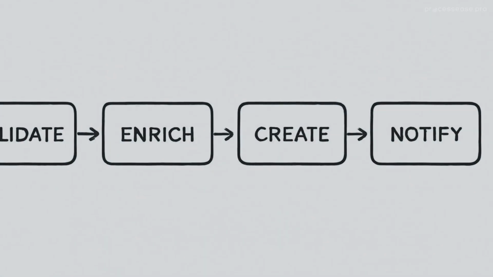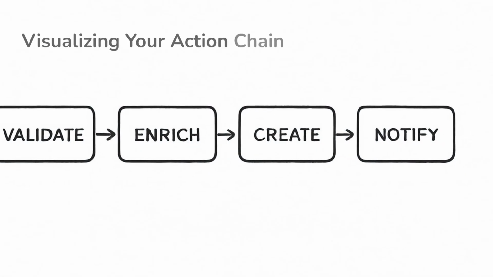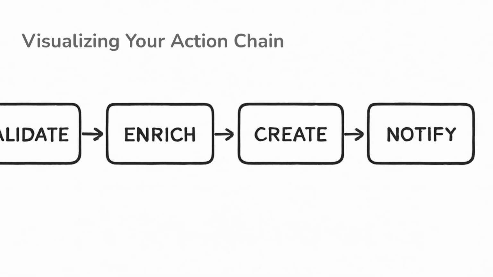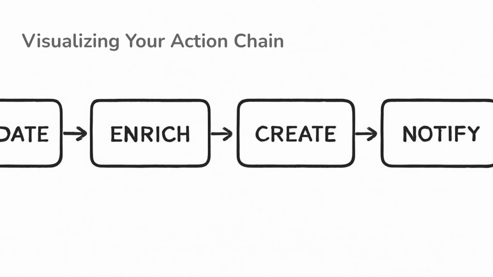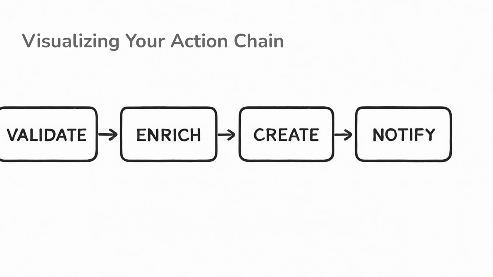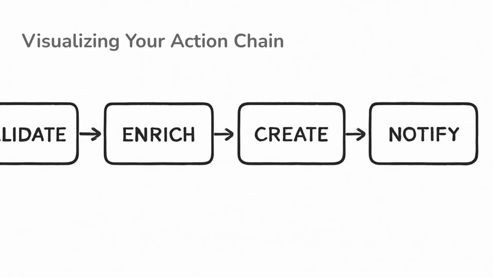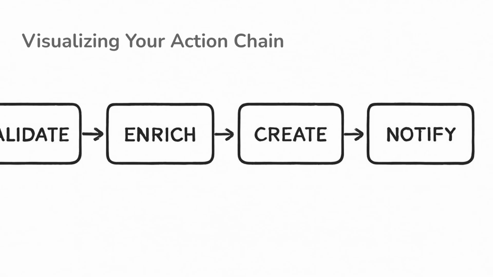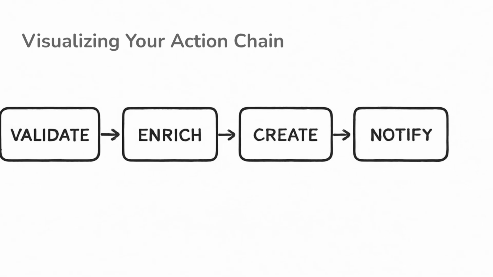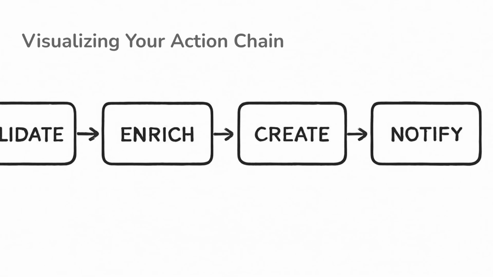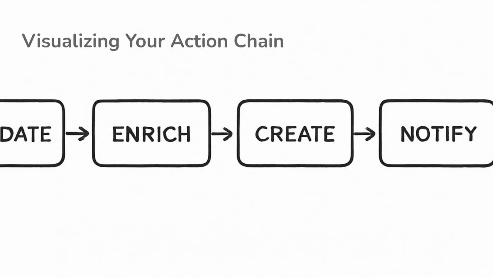Now, let's quickly look at a few examples based on what we've discussed so far. One simple way to think about an automation is to sketch the action chain first. For example, you might map the steps as validate, enrich, create, and notify. Then you can draw arrows between those steps to show how the data moves from one stage to the next. This gives you a simple visual plan before you build anything. And it works especially well for workflows like onboarding a new CRM customer, where the data needs to move through a clear sequence of actions.